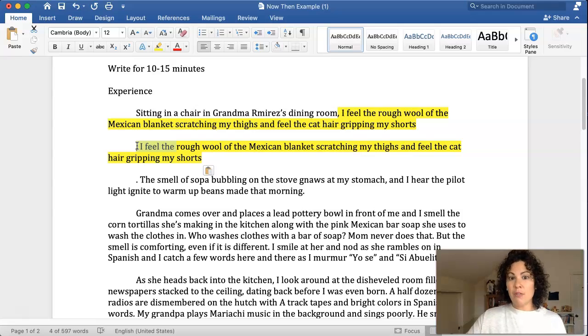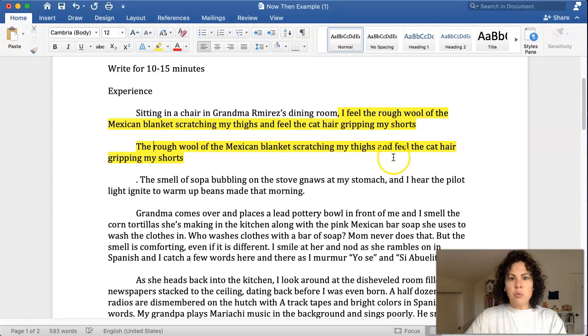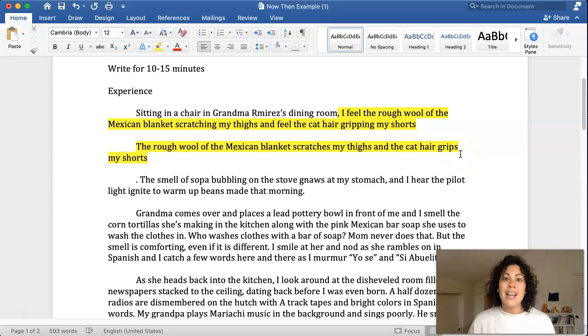So instead of "I feel the rough wool scratching my blanket," we're going to say "the rough wool of the Mexican blanket scratches," right? We want to avoid those -ing verbs. Those -ing verbs are killing our story, right? And instead of "I feel the cat hair," we're going to say, "and the cat hair grips my shorts." Not only is this stronger, it's also shorter.